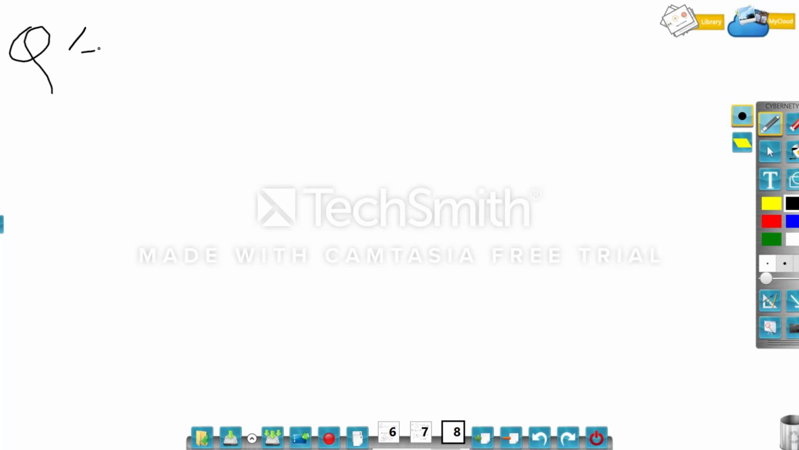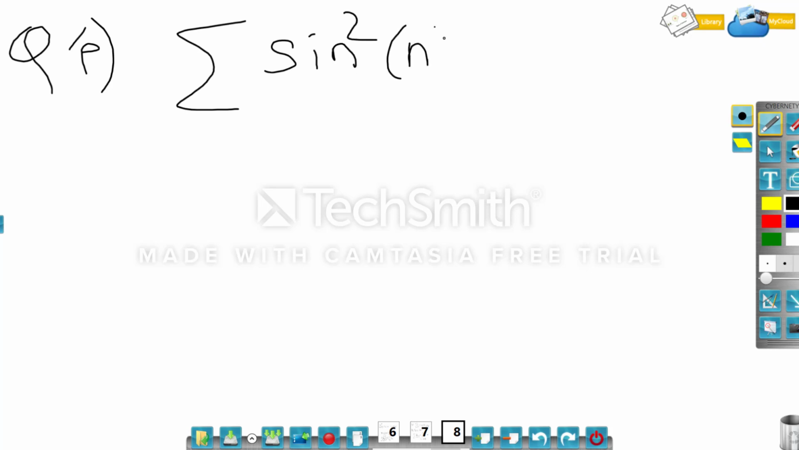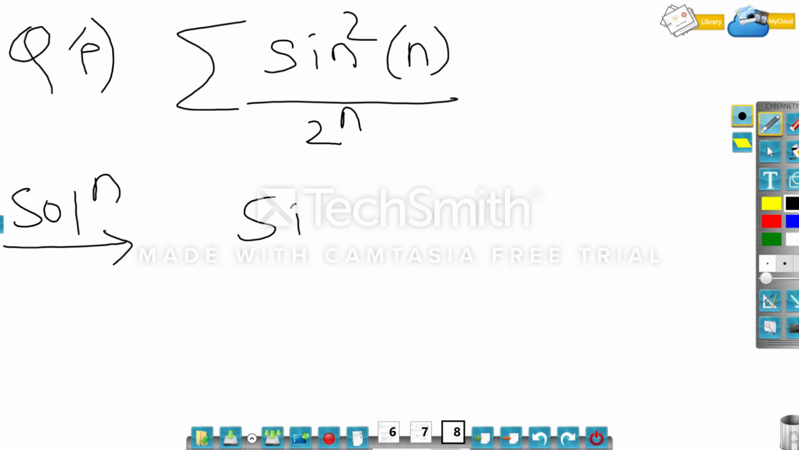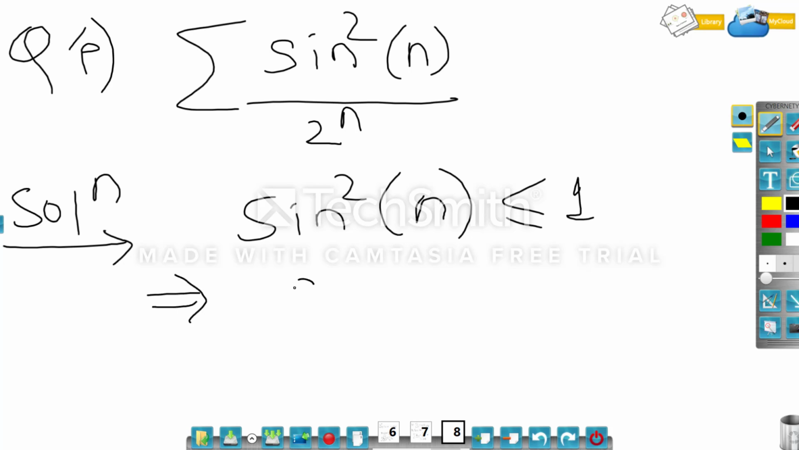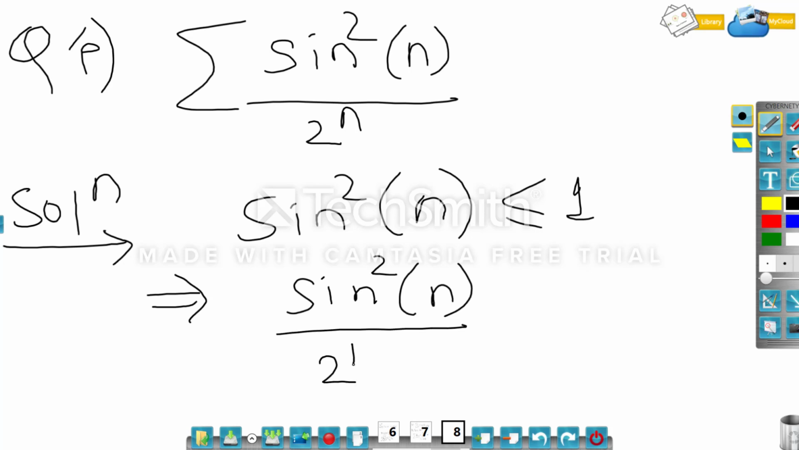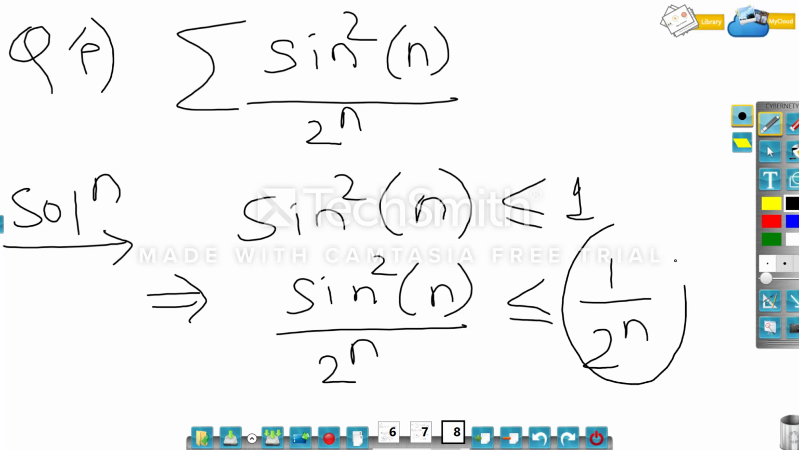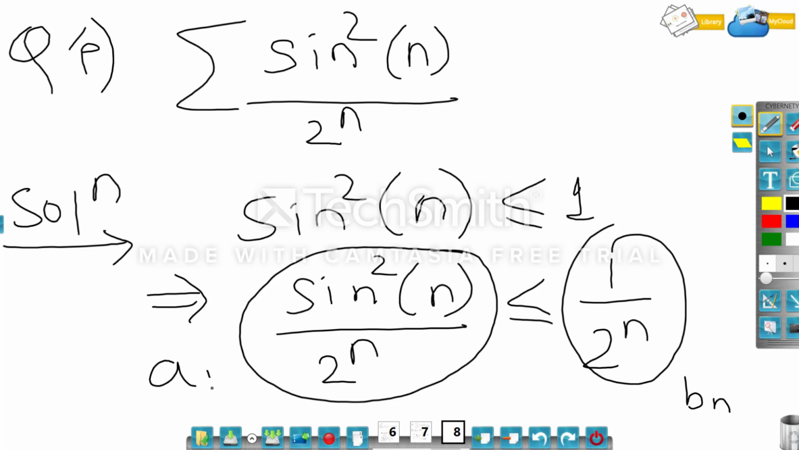Question number 4. Series sine square n upon 2 raised to n. Solution. Sine square theta is always less than or equal to 1. So sine square n is less than or equal to 1. Now let me divide by 2 raised to n. Since 2 raised to n is a positive term, if I divide by 2 raised to n, the inequality will not change, it will remain same. Now this will be my bn and this is my an.